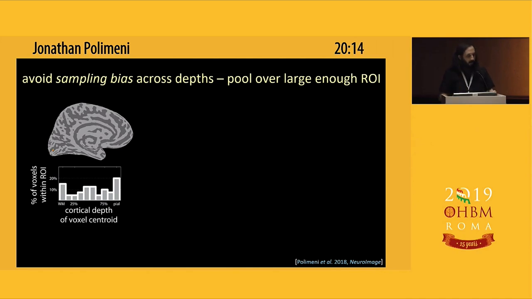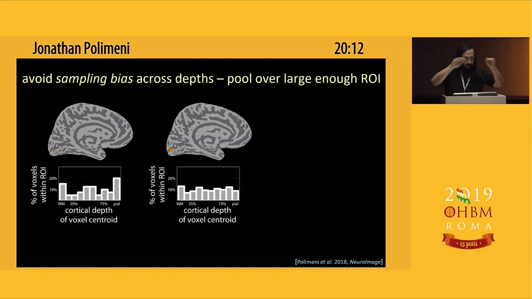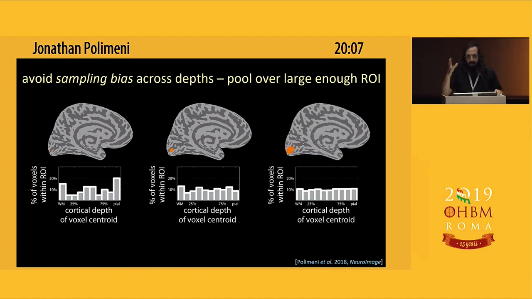So what can we do? We can make the ROI a little bit bigger. In this case, if we look at the histogram again, it looks to be a little bit more uniform, still not perfect. If we go to a larger ROI, which takes up about half of V1, we see that the distribution becomes much more flat, indicating we have minimal sampling bias across depths.